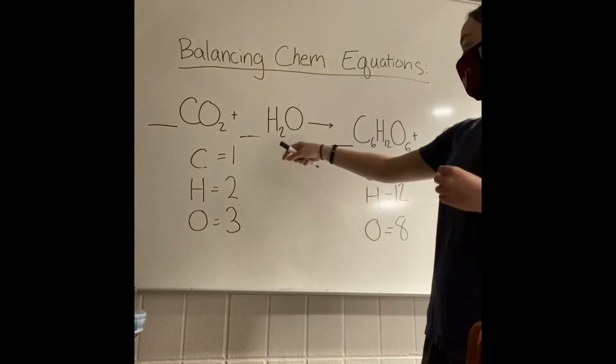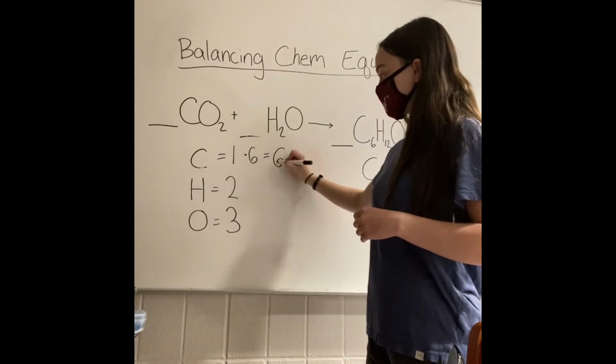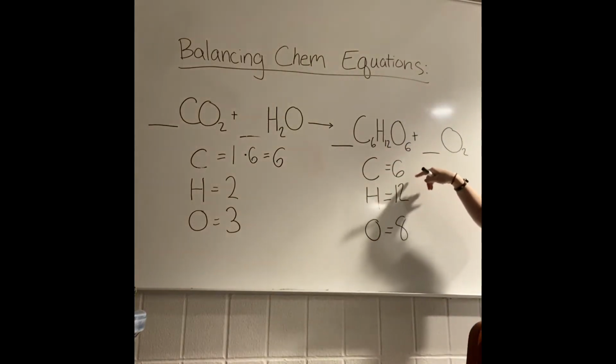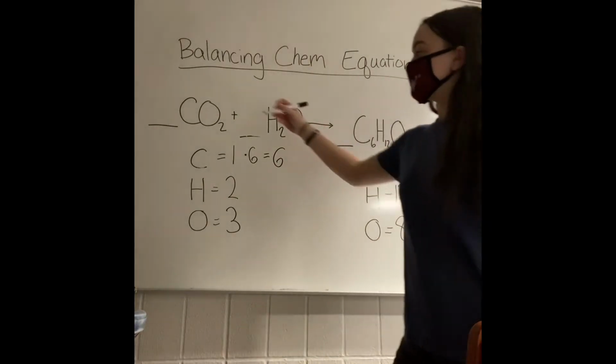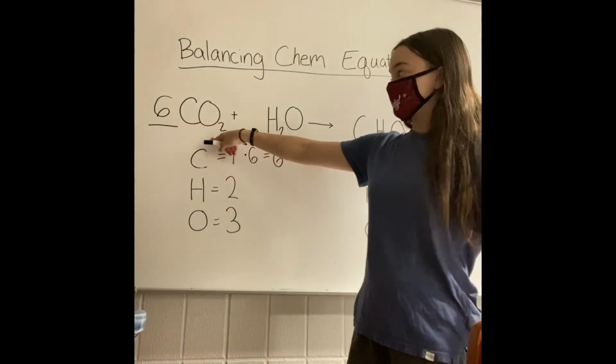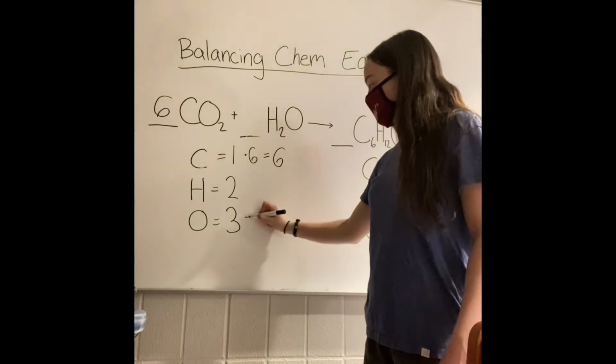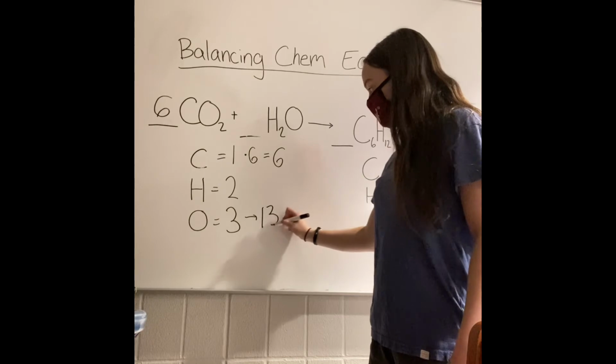Carbon needs to be multiplied by 6 in order to equal 6 on this side, so that it's the same as on this side. So we put times 6 here. That changes the amount of oxygen. So 6 times 2 is 12, 13. We now have 13 oxygen on this side.